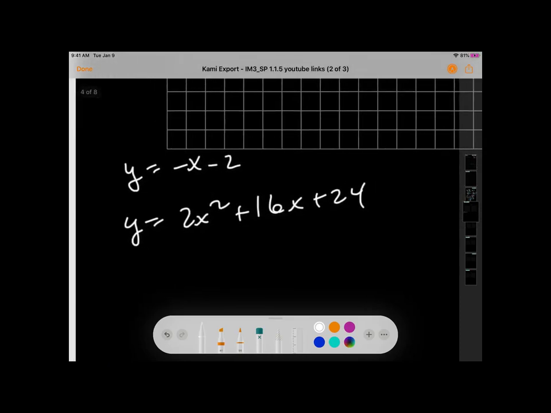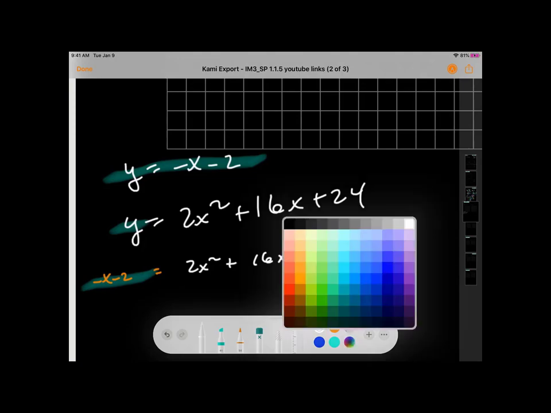So we said we're going to solve it by substitution. The reason why I'm using substitution is because they're both equal to y. So use your highlighter. Every time I see y, instead of writing y, we're going to write -x minus 2. And I have 2x squared plus 16x plus 24. Alright, let's set this equal to 0 now.